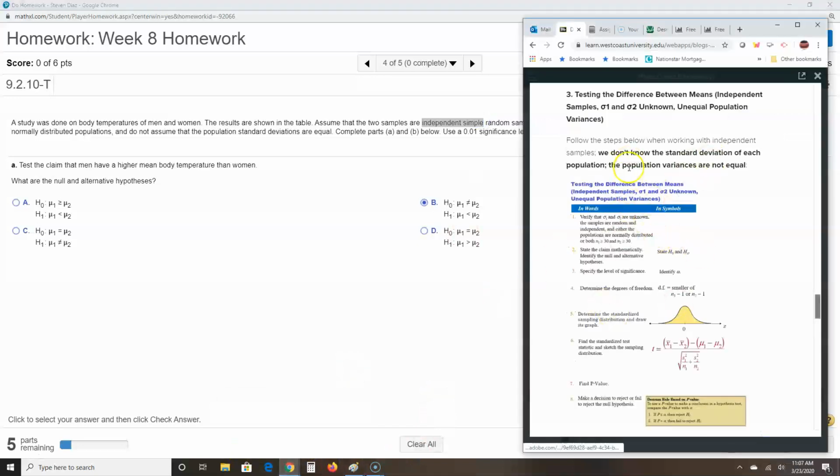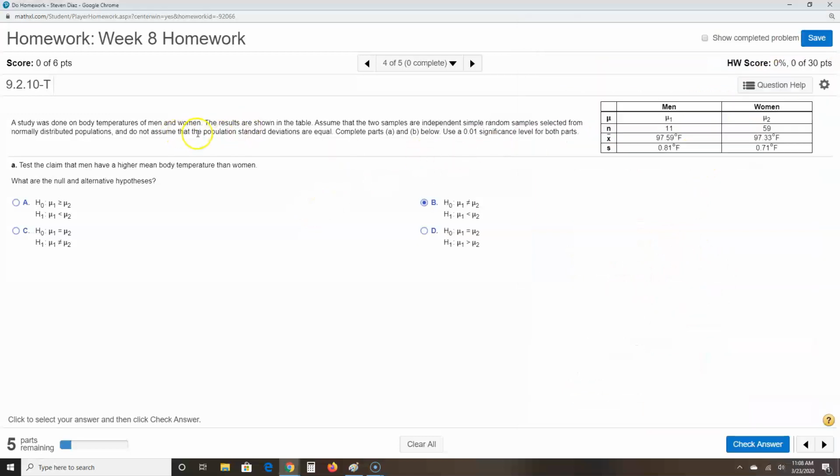I follow these steps also when I do not know sigma 1 and sigma 2. In other words, I do not know the standard deviation of each population. No value, no number was given to me about how much sigma 1 and sigma 2, the standard deviations of the populations, are. It was not stated. And I will also follow these steps if I have unequal population variances, which is the same thing as saying do not assume that the population standard deviations are equal. So I'm going to follow these steps.